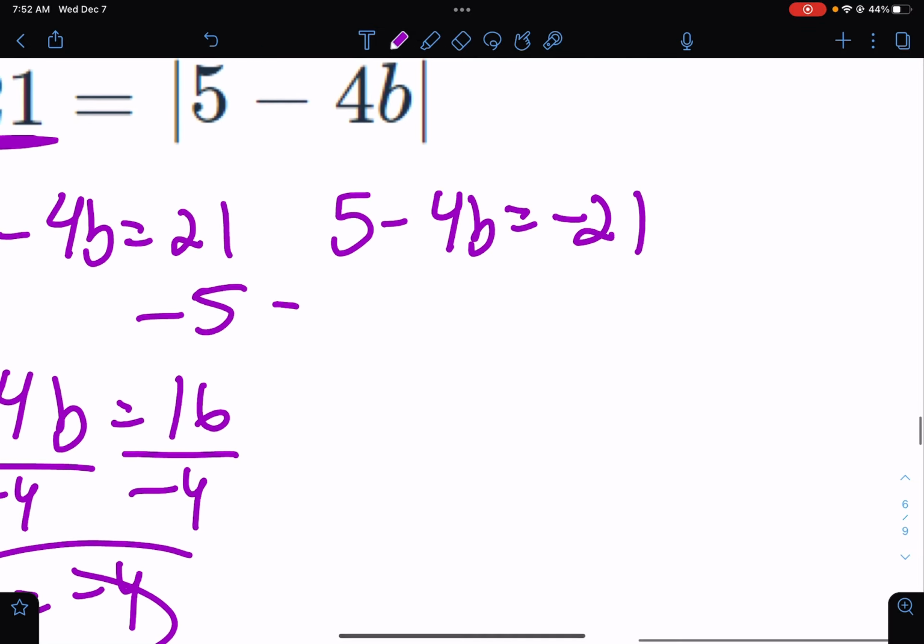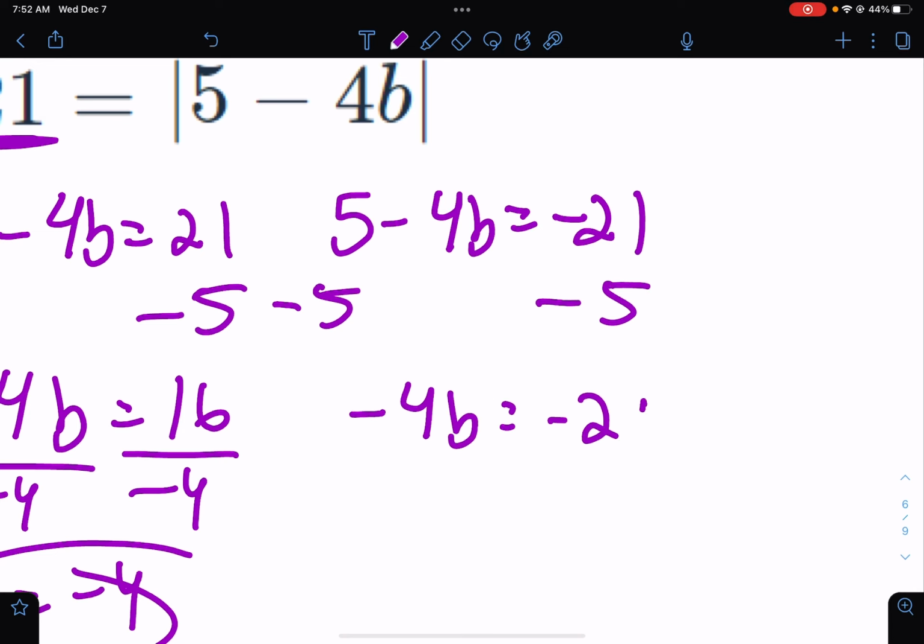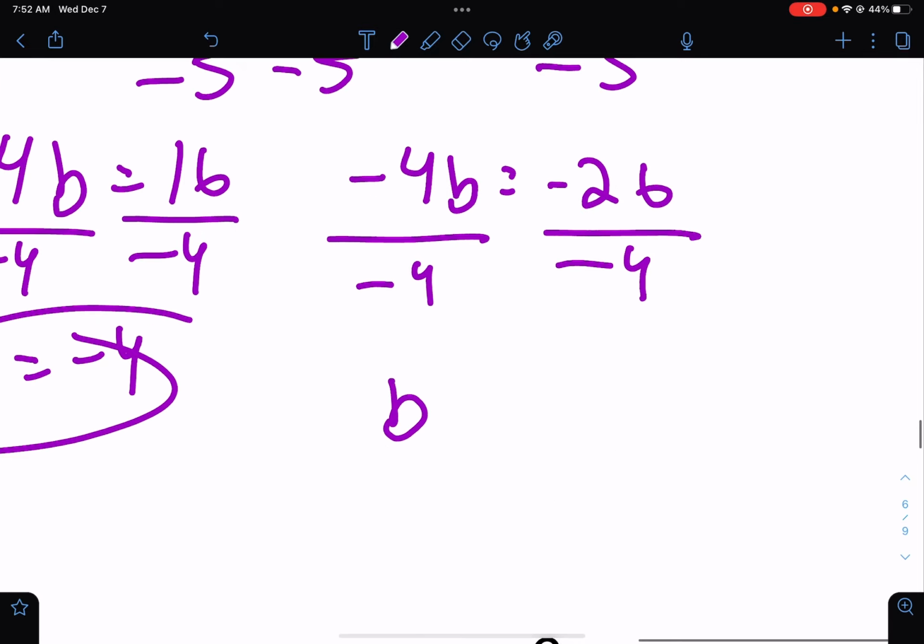Then here, we have to subtract 5. We get negative 4b equals negative 26. Divided by negative 4, we get that b is 13 over 2.